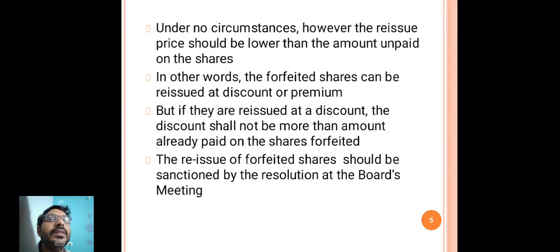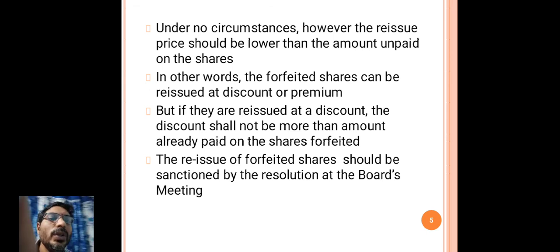And the price should not be lower than the amount unpaid on the shares, and these shares will be reissued at a discount or premium, and if they are reissued at a discount, the discount shall not be more than the amount already paid, and the reissue of forfeited shares should be sanctioned by the resolution at the board's meeting.